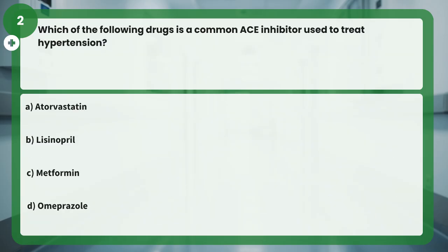Question 2. Which of the following drugs is a common ACE inhibitor used to treat hypertension? A. Atorvastatin. B. Lisinopril. C. Metformin. D. Omeprazole.